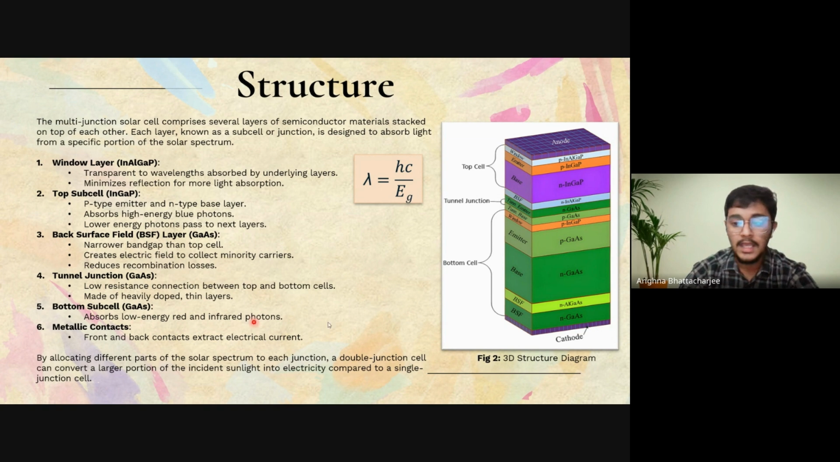Similarly, the bottom cell, on the other hand, absorbs the low energy red or the high wavelength lights and the infrared photons because it has a lower band gap and higher wavelength. And then we have the anode and the cathode metallic contacts.